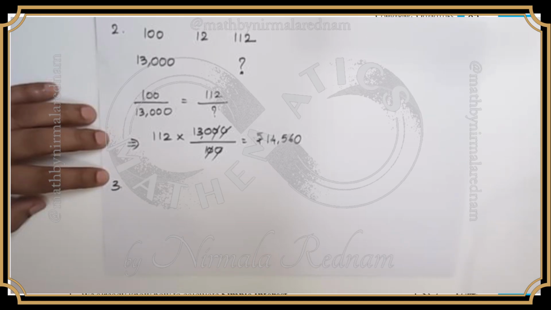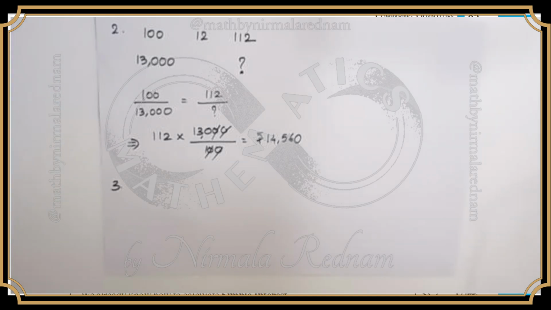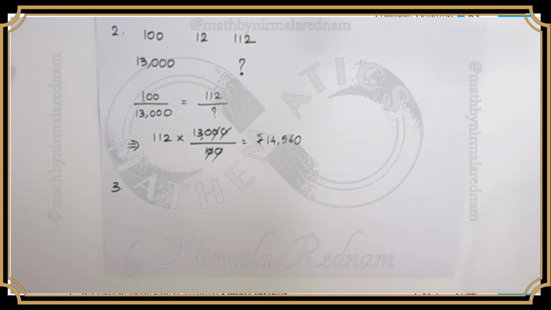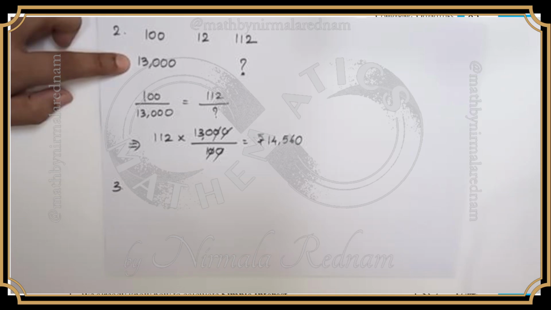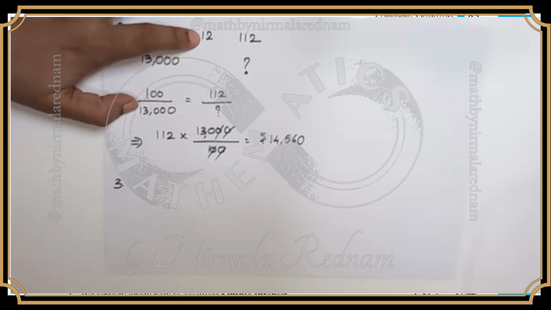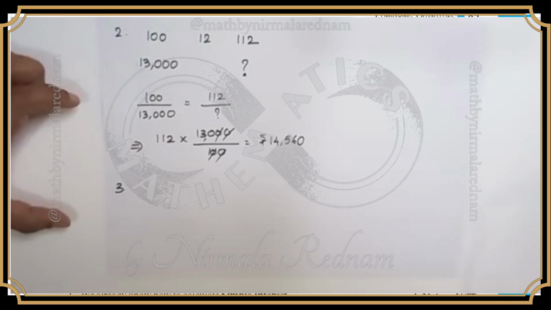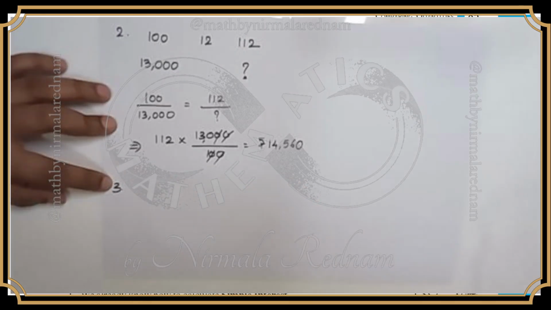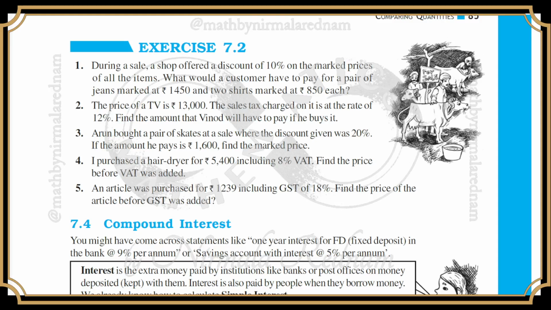These are all subjective questions, in the sense you have a descriptive paper, and when a question is given to you, you cannot solve it like this. You need to write the steps clearly. You need to mention that 13,000 is the cost of the item and the tax that is levied on it is 12%. So whatever is the given information, you need to first write step by step, and then this is the final step to arrive at the answer, right? Next, let's look at the third question.